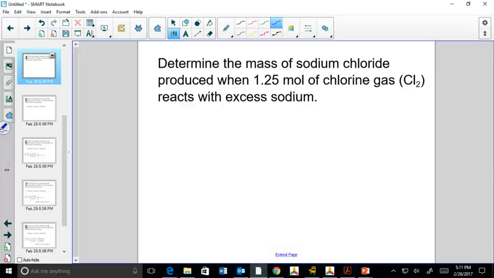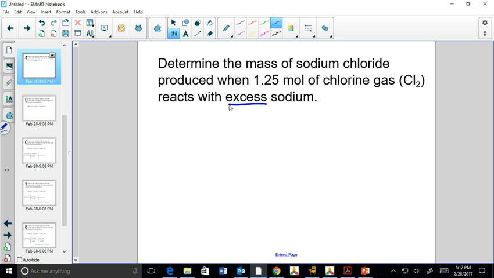Okay, we are looking at moles to mass, the stoichiometry involved with changing moles into mass. So we have a problem that says determine the mass of sodium chloride produced when 1.25 moles of chlorine gas reacts with excess sodium. Excess just means we have extra sodium, it's not limiting us. The chlorine gas will limit us.